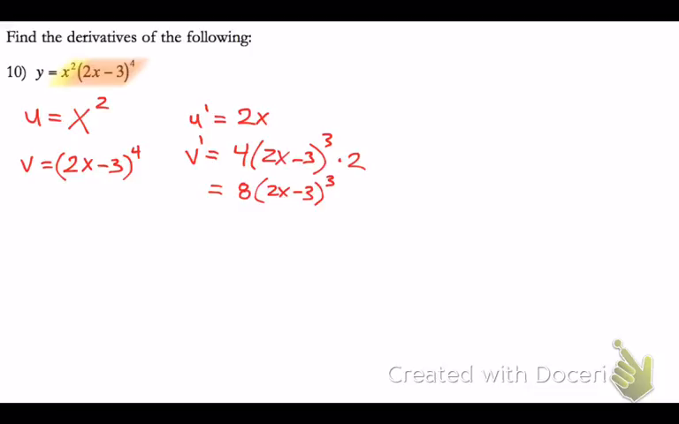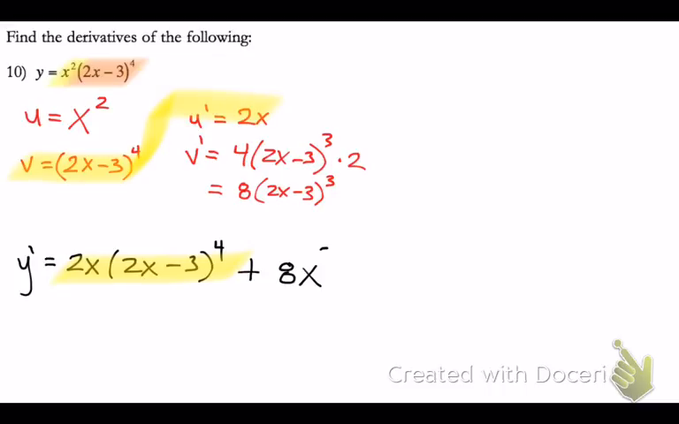So the product rule says take the derivative of the first function and multiply it times the second. So we have v times u prime. So y prime equals 2x times 2x minus 3 to the power of 4. That's from right here. Plus 8x squared times 2x minus 3 cubed. And that's from the first times the derivative of the second.